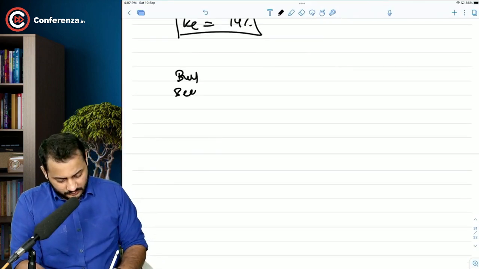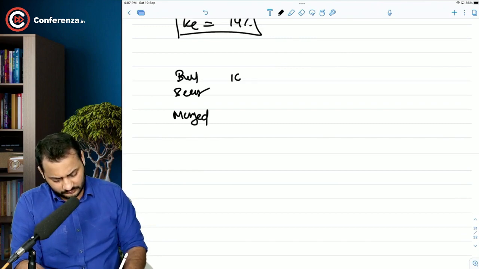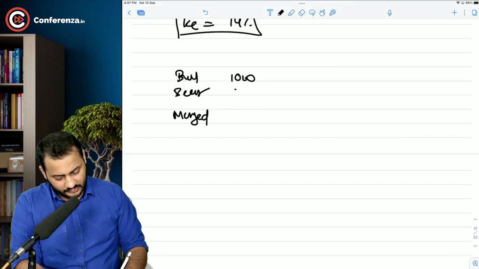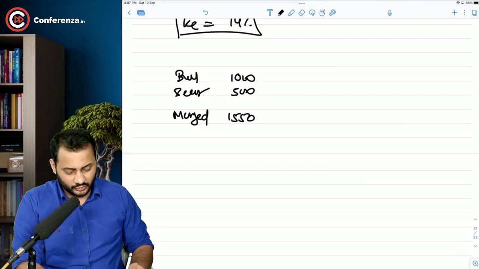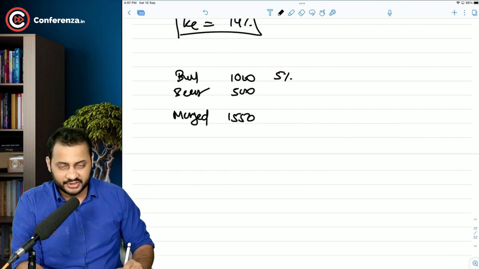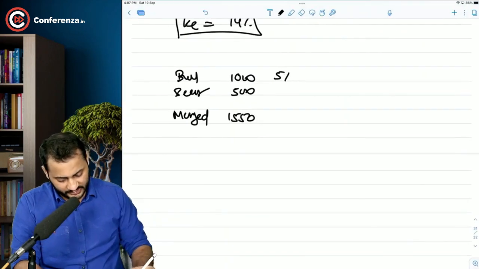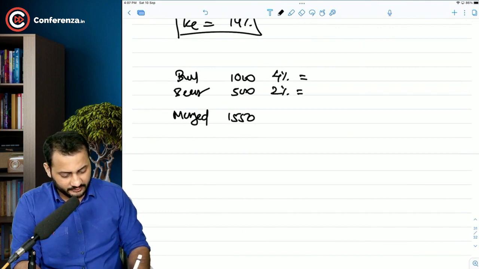Bull, Bear and merged entity. Bull 1000, Bear how much? 500. Yes. And this is 1550, right? So he had 4% share in Bull Limited and 2% share in Bear Limited.